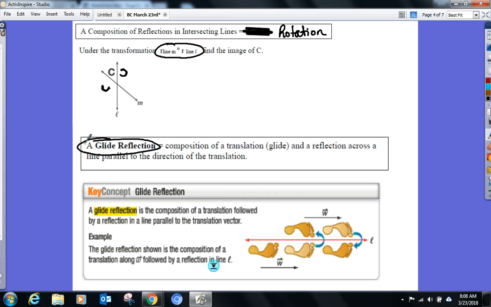Okay. Everyone understand the concept now? Biggest thing is you have to slide where? Parallel to wherever you reflected over. Okay. Questions? All right. Nice job. Let's head back in. Thank you, everybody.